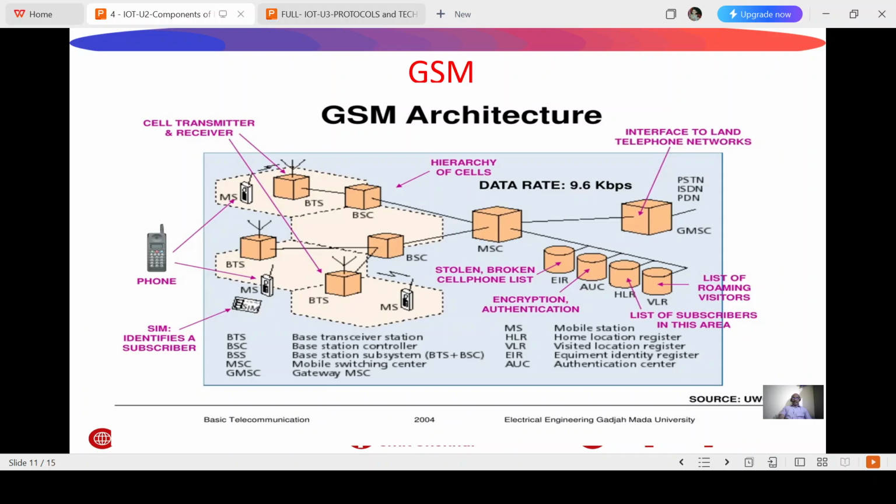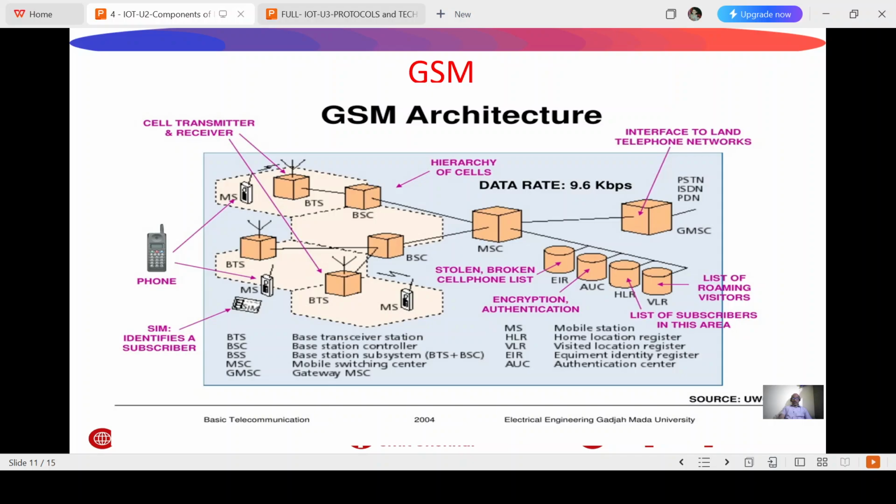And apart from the base transceiver station, you have the base station controller (BSC). BSC controls many BTS stations. And there is also the BSS, base station subsystem. It consists of both what we have seen, the BTS as well as the BSC, the base transceiver station and the base station controller. Both together are called the base station subsystem. And on top of this we have the MSC, mobile switching center, wherein all the base stations and base station controllers are connected together, forming a bigger picture.